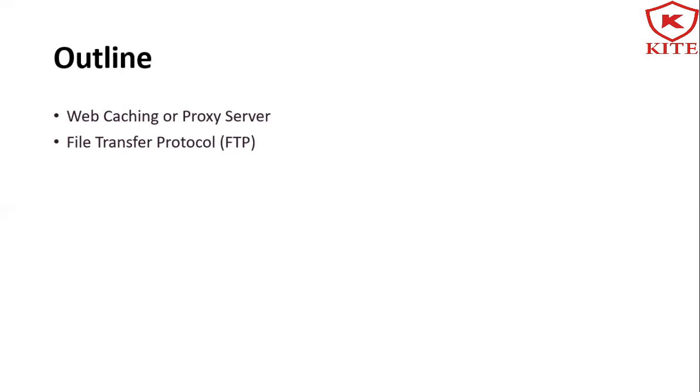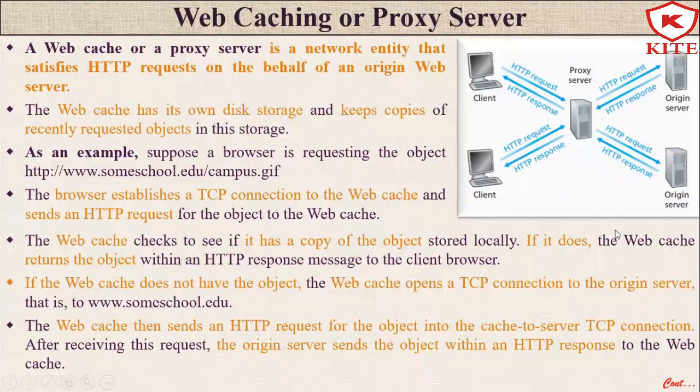So let's discuss web caching or proxy server. It is a network entity that satisfies the HTTP request on behalf of the origin web server. The web cache has its own disk storage, which keeps a copy of recently requested objects in this storage. So now let's see in detail.